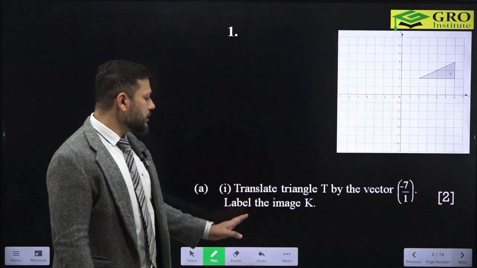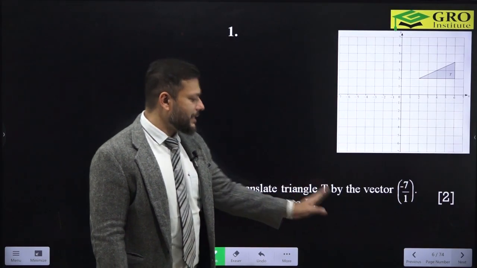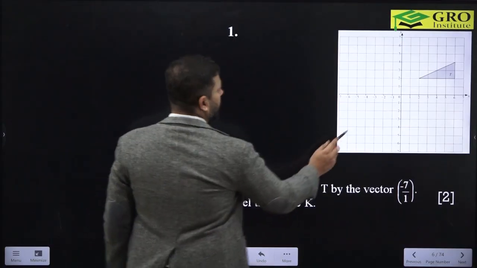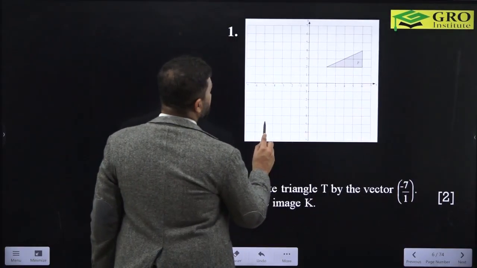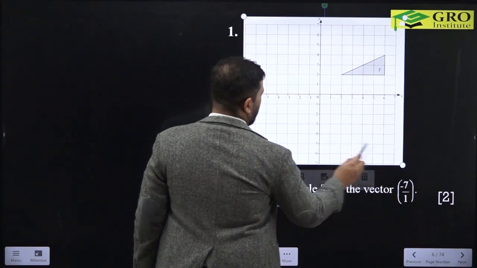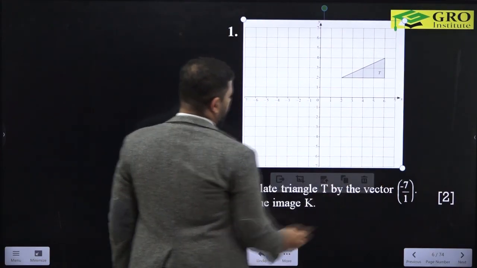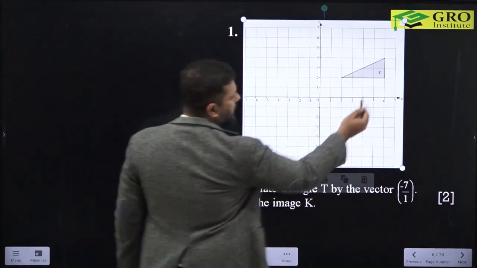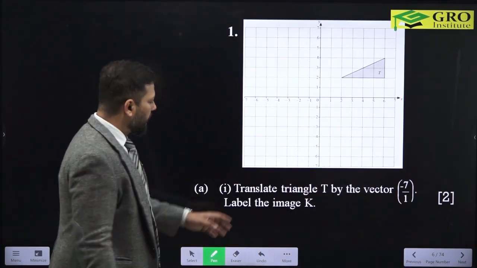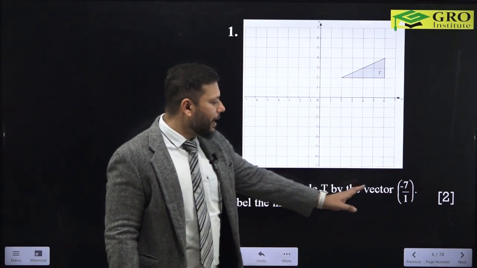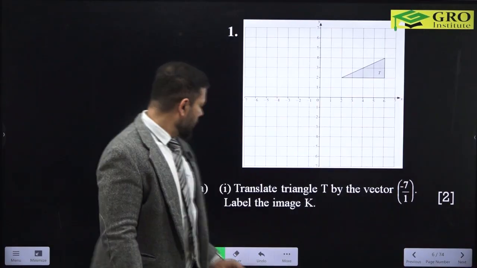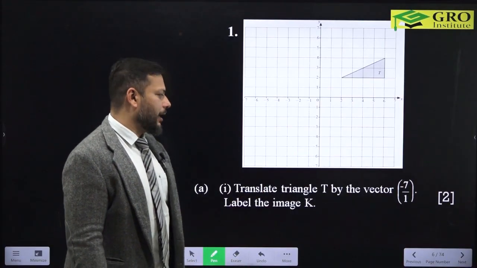The first question is to translate triangle T, which I find over there. Let me enlarge it a little bit for you guys. Yep, so this is what it is. This is the triangle T. We need to translate triangle T by the column vector -7 by 1. Label the image as K.